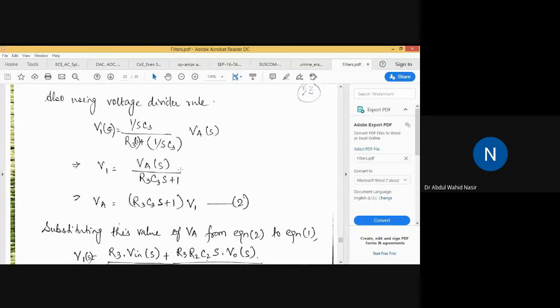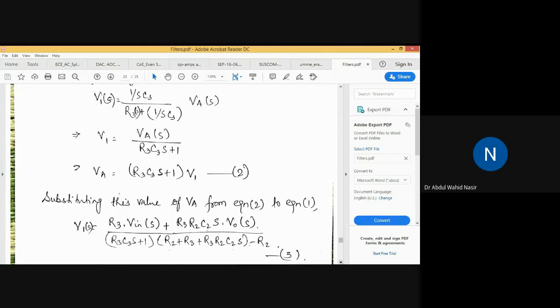See, I have written here. The voltage at V1 will be 1 by SC3 divided by R3 plus 1 by SC3 into VA. If you solve it, you will get V1 is equal to VA divided by R3 C3 S plus 1, or VA is equal to R3 C3 S plus 1 into V1. So equation 2 gives the relation between voltage VA and V1.